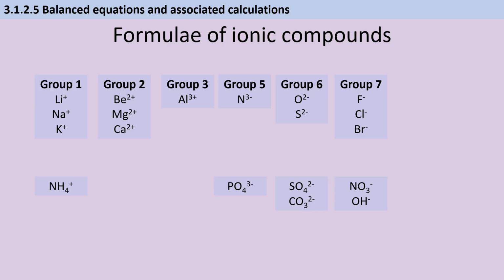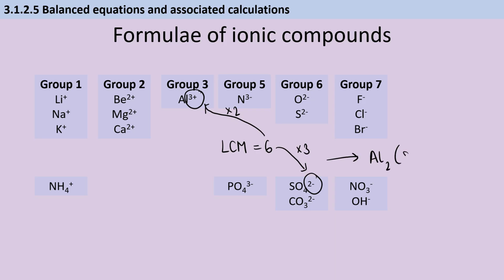If we're making an overall compound, it needs to have no overall charge. So to balance the positive and negative charges, look for the lowest common multiple. For aluminium sulfate, the lowest common multiple of the 3+ and the 2- is going to be 6. So to get 6 positives and 6 negatives, we're going to need 2 aluminium ions and 3 sulfate ions. And remember to use brackets around your compound ions in the final formula.